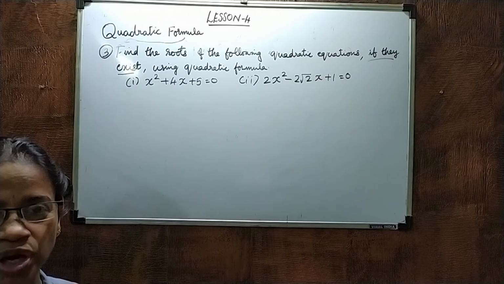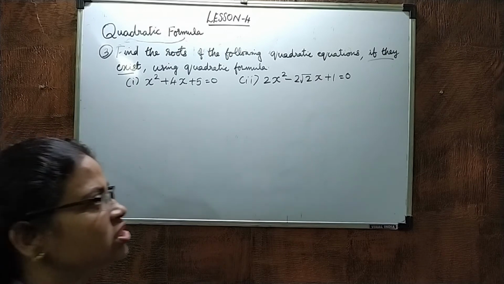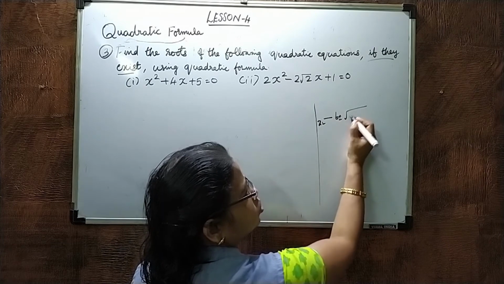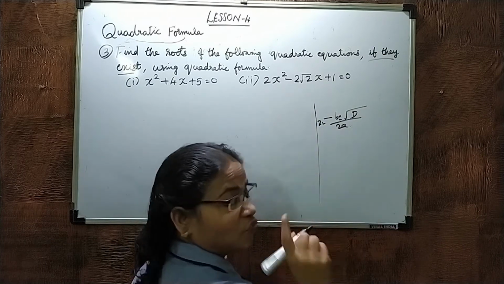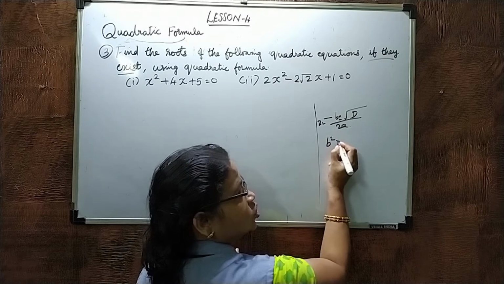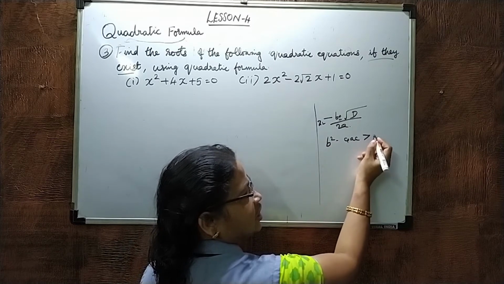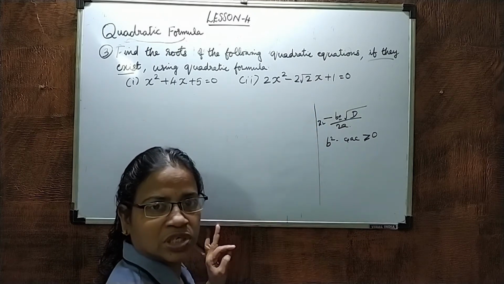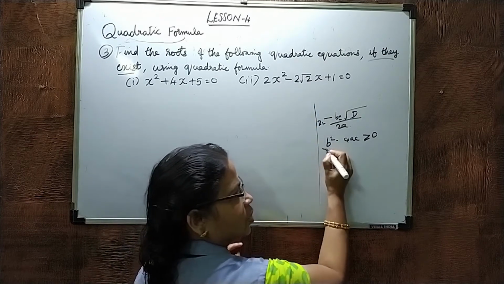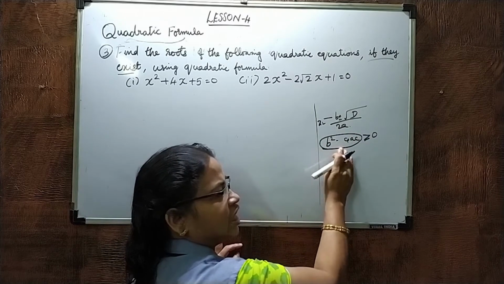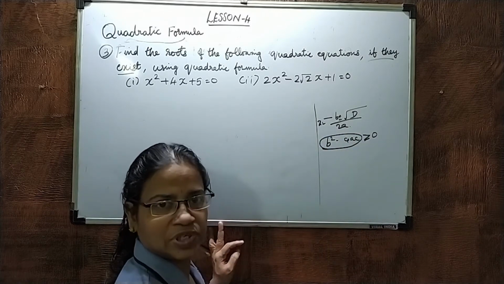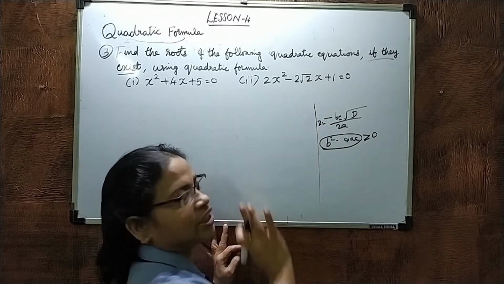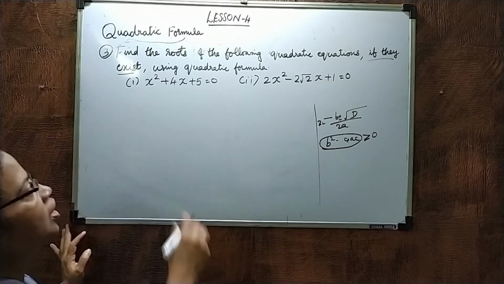After finding b square minus 4ac, one condition is there, do you remember? It is x is equal to negative b plus or minus root of d divided by 2a when b square minus 4ac is greater than or equal to 0. Then only you will get two roots, right? This b square minus 4ac either it should be greater than 0, that means positive numbers, or equal to 0. Then only you will get the value of the roots. Okay. Now I will find out now.